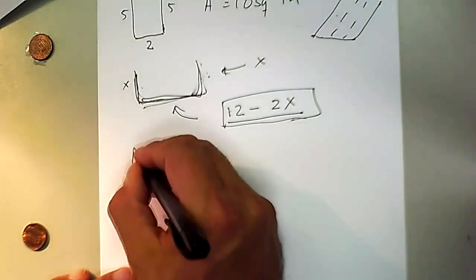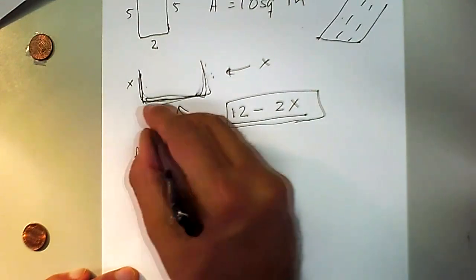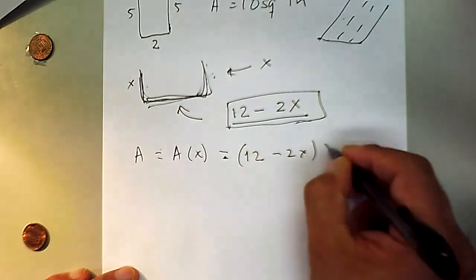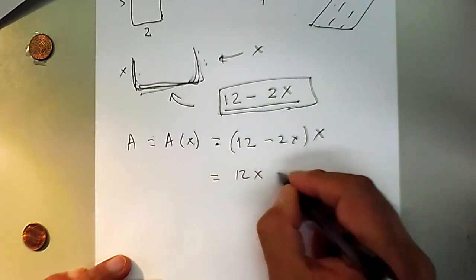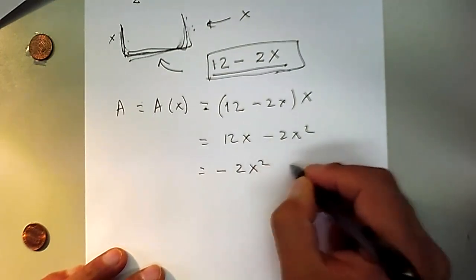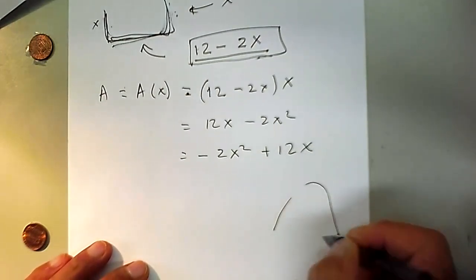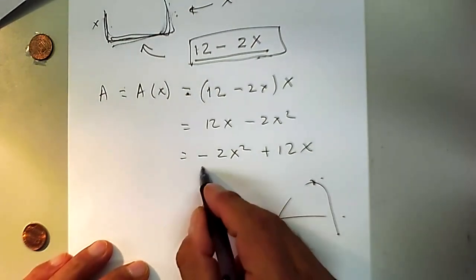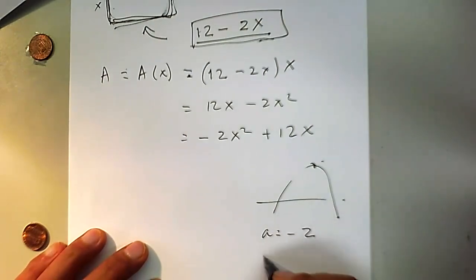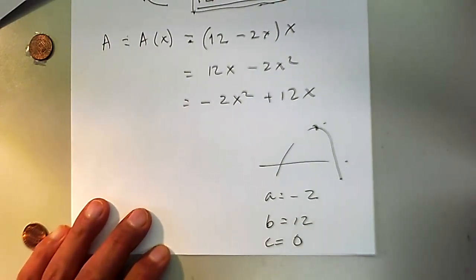What is the area? Well, the area is a function of x, and it is the base times the height, 12 minus 2x, height, 12x minus 2x squared, negative 2x squared plus 12x. And that is invariably a parabola opening down because of the negative a. A equals negative 2, b equals 12, c equals 0.